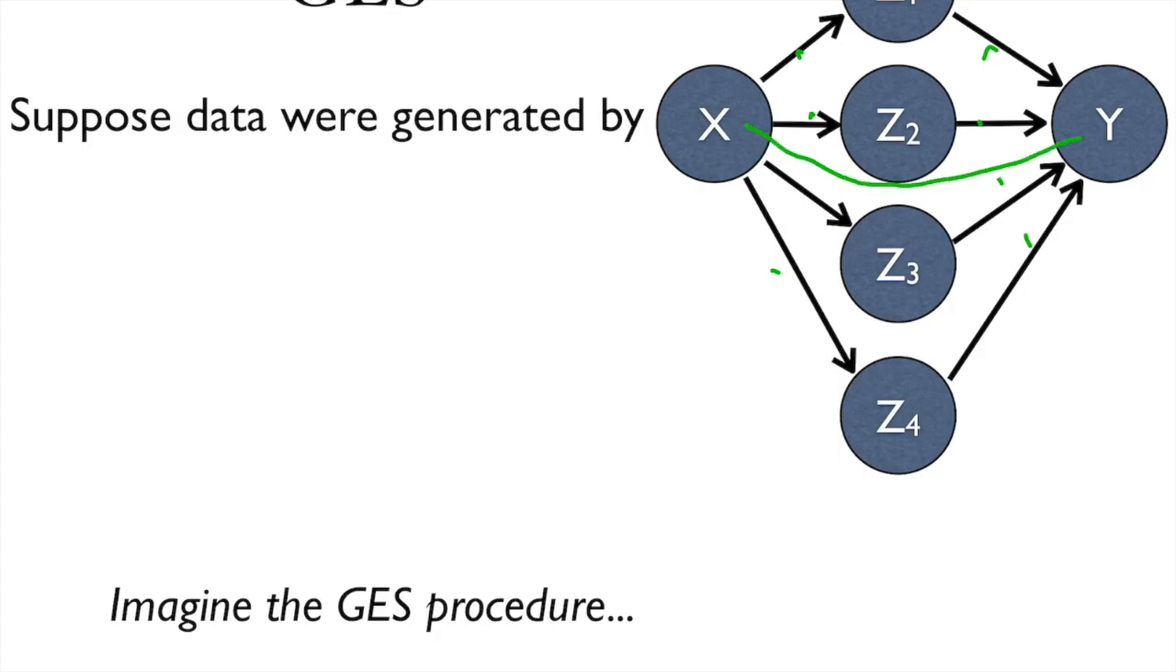Why? Because the correlation between X and Y will be very high, because there are so many ways for them to be related, right? And that's why we have to use the second stage, which is to remove unnecessary edges. Okay, so you can see we can really solve the problem with GS. Any questions?